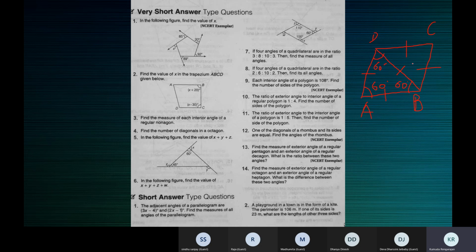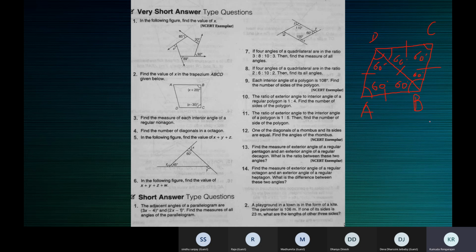Now take up the other triangle. What is the other triangle? BCD. Now triangle BCD is also equilateral. You can see it here. All the three sides are equal. So this angle measures 60 degrees. This angle measures 60 degrees. And this angle also measures 60 degrees.